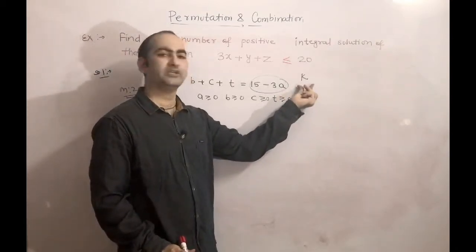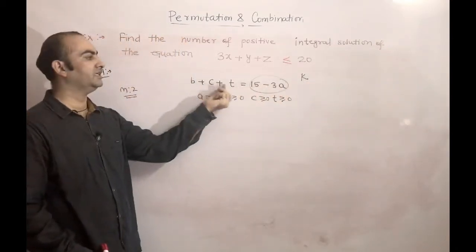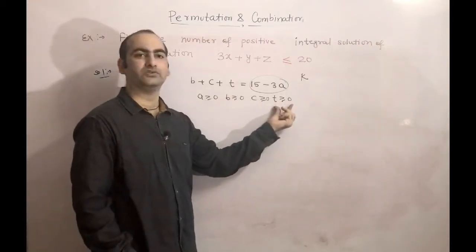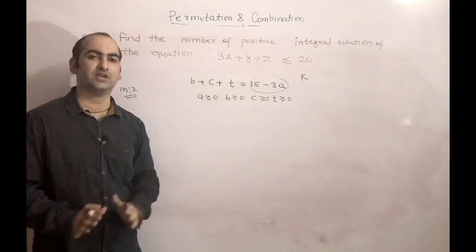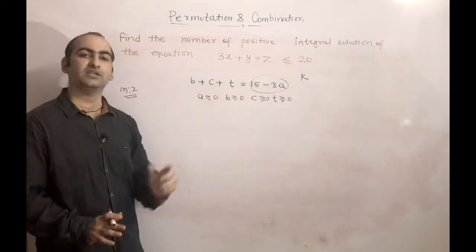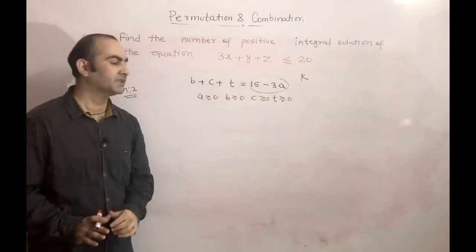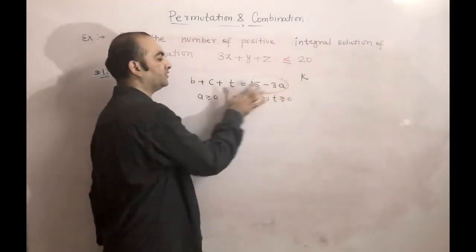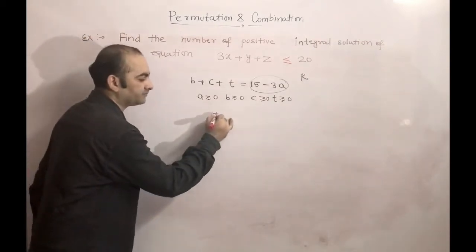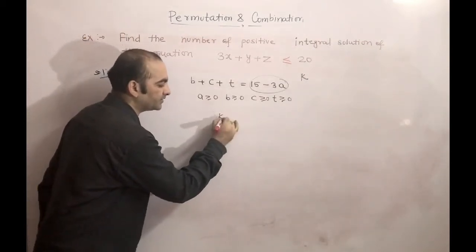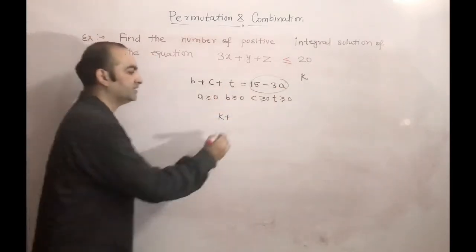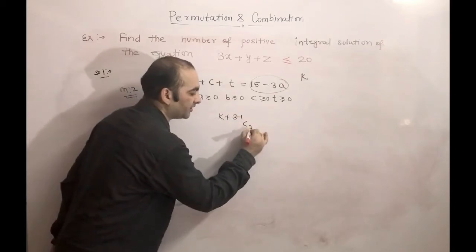So we can say that we have K things, and we have to distribute K things into 3 groups B, C and T in such a way that B is greater than or equal to 0, C is greater than or equal to 0, T is greater than or equal to 0. So we can say that blank groups are allowed. We have to distribute K identical things into 3 groups where blank groups are allowed. So what will come? K plus 3 minus 1, C 3 minus 1.